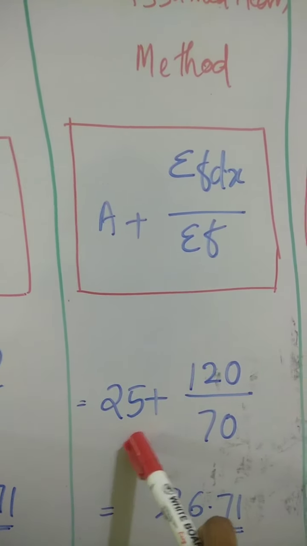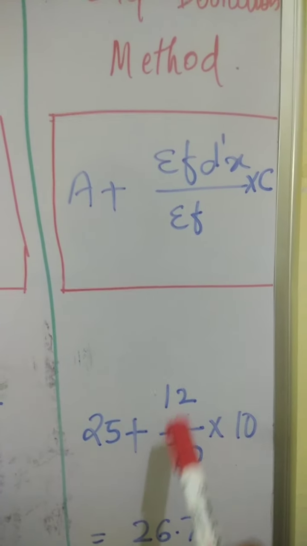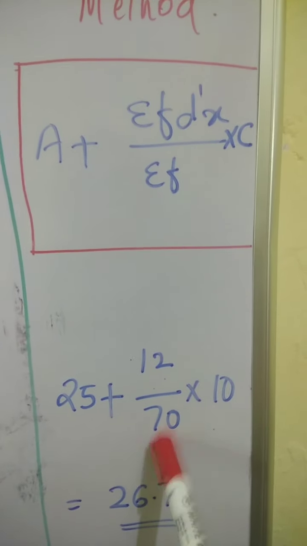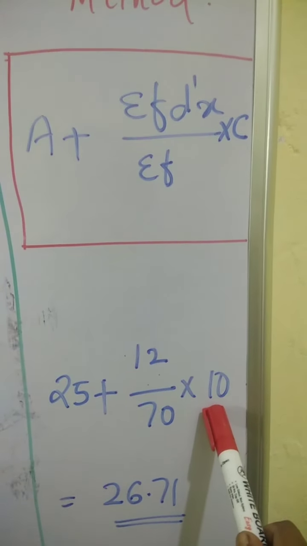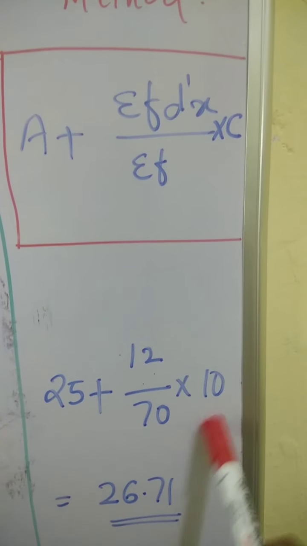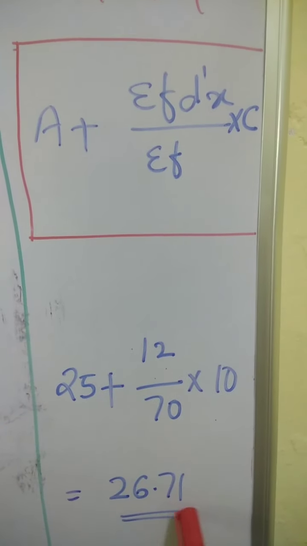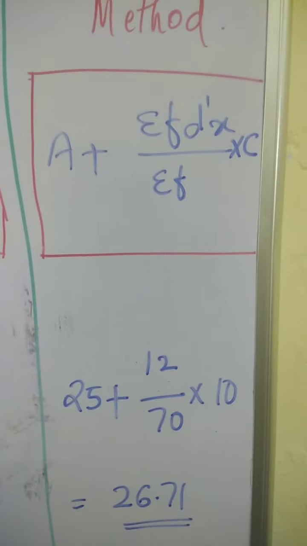Next, the step deviation method: a plus sigma f d dash x by sigma f, into c. Again our assumed mean is 25. So 25 plus 12 by 70. Our common factor was 10, so into 10. The answer is 26.71.